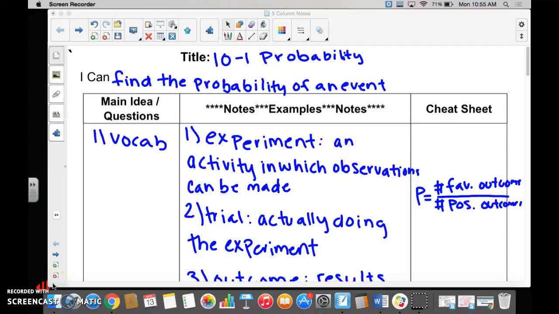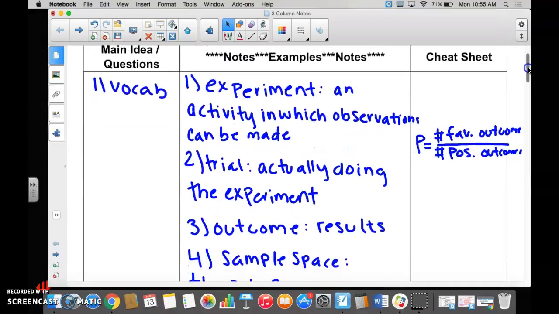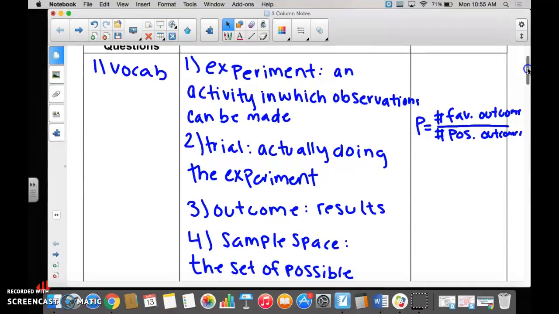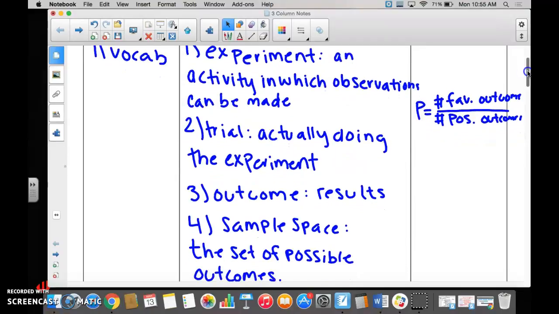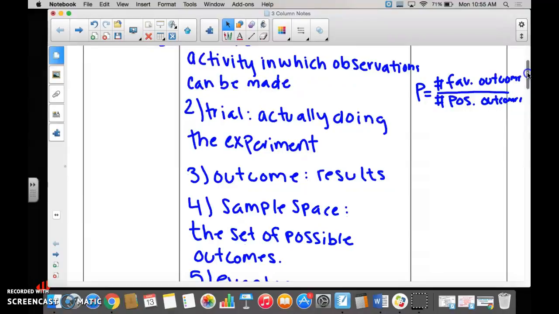N-1 probability. I can find the probability of each. Yes, thank you. So finding probability, we're going to do a new section, a new chapter. And we have a lot of new vocab words this section that hopefully you already know from your wake-ups.